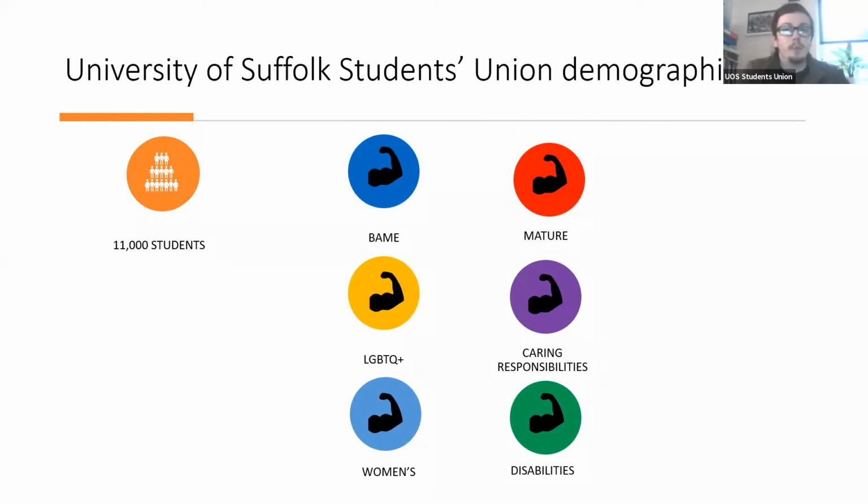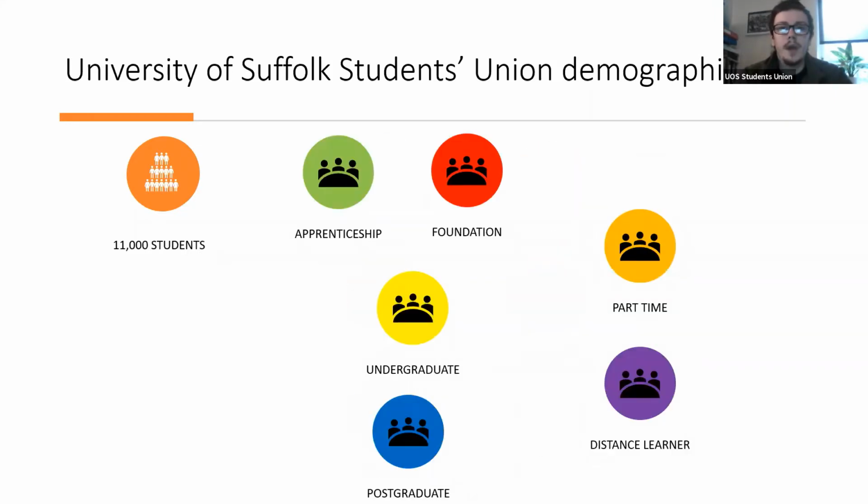There's also lots of liberation groups. Obviously we have our liberation officers in this election, but there are lots of different groups. When you're thinking about a certain policy, it might affect one of those groups differently, or there might be different ways to communicate with some of those groups. And also in terms of level of study, we've got undergraduates, but we've also got quite a lot of postgraduate students now, apprenticeship students, foundation courses, and some students are part-time and distance learners.